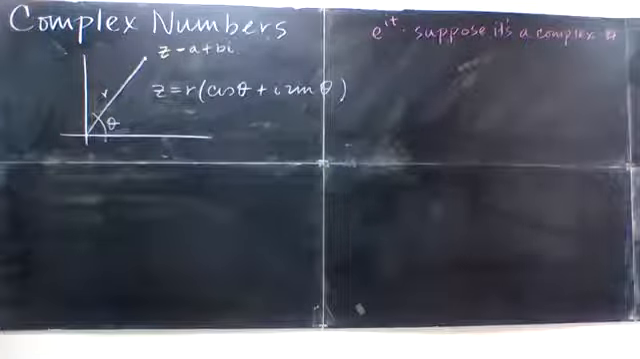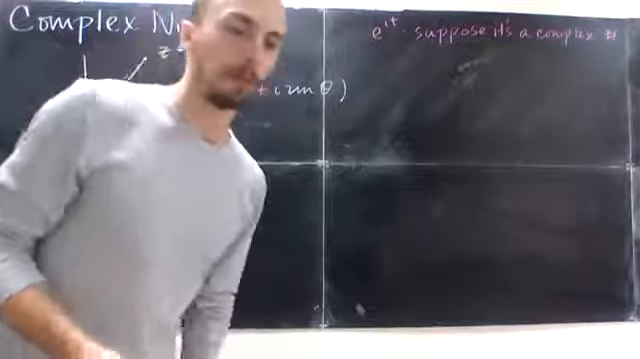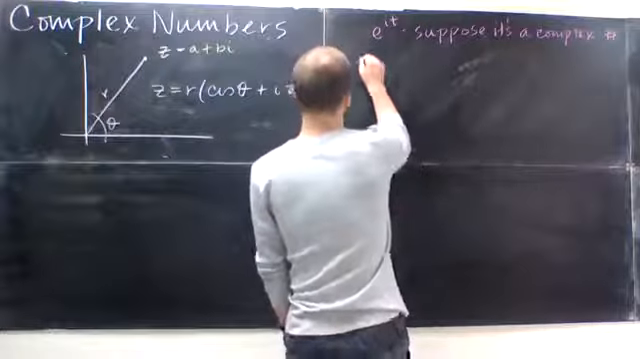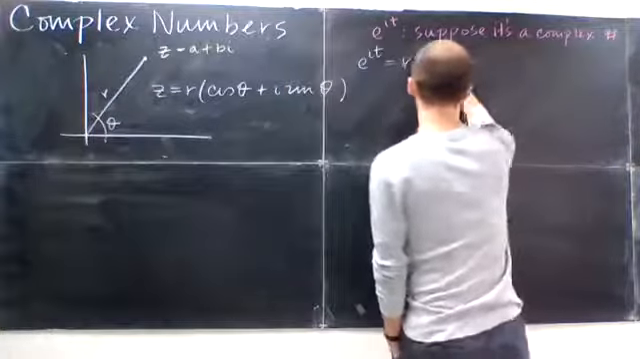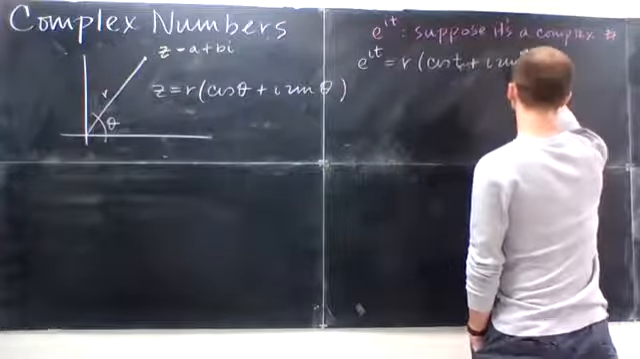Suppose it's a complex number. If it is a complex number, then I'm going to be able to write it in its trigonometric form. So I'm going to say e to the it is equal to r times cosine of t plus i times the sine of t.